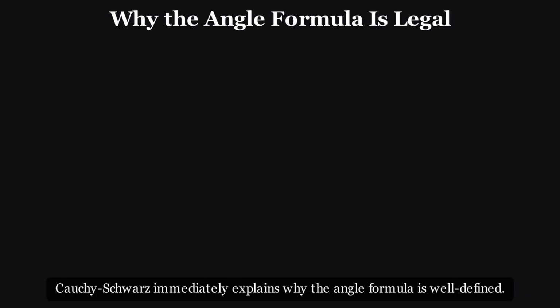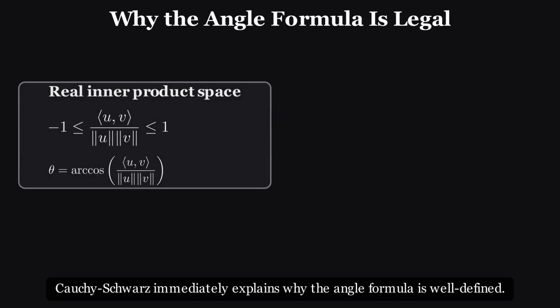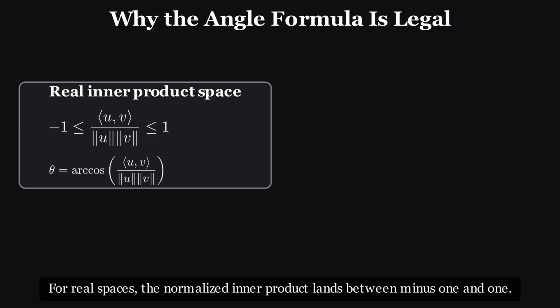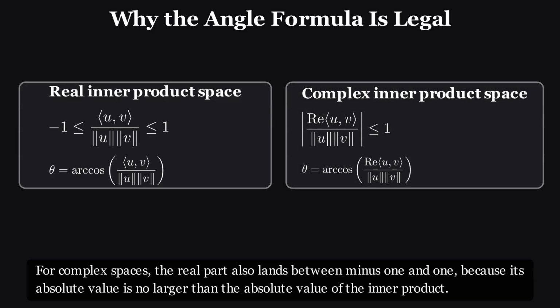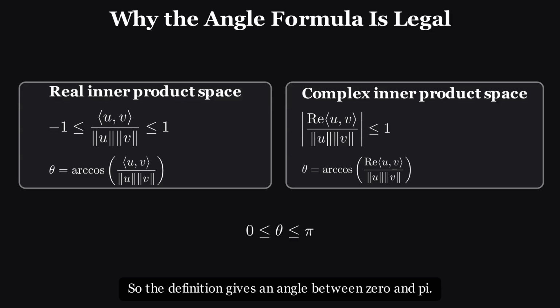Cauchy-Schwarz immediately explains why the angle formula is well defined. For real spaces, the normalized inner product lands between -1 and 1. For complex spaces, the real part also lands between -1 and 1, because its absolute value is no larger than the absolute value of the inner product. So the definition gives an angle between 0 and pi.